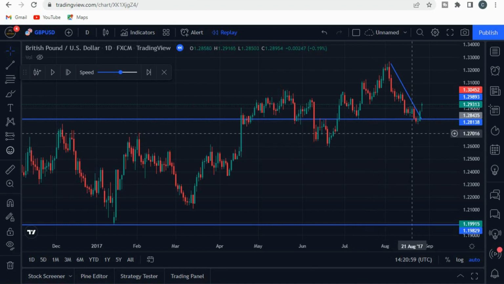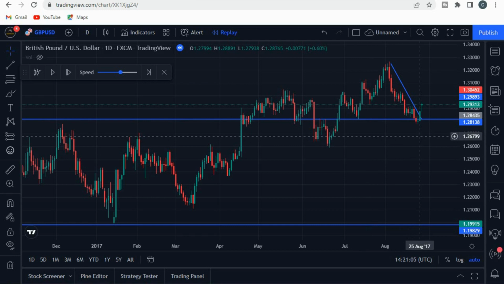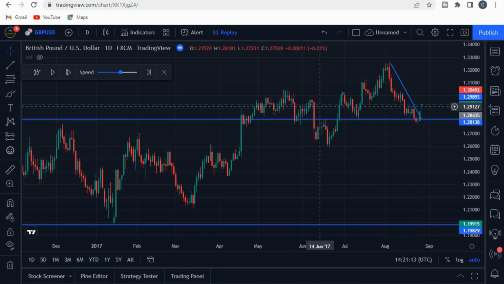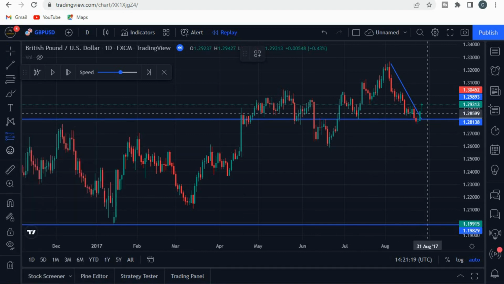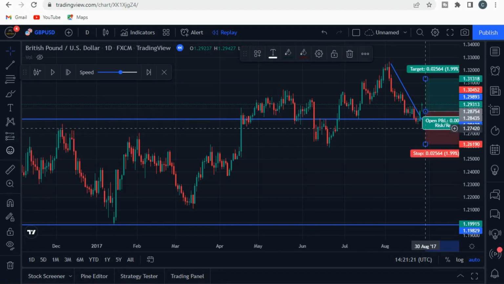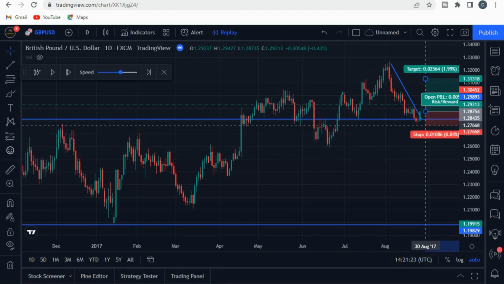Then we are followed by a momentum candlestick to the opposite direction. That is my first confirmation that this is a reversal trade. Then the second confirmation was that it broke my trend line. Now what do I do? I take my trade at the close of the momentum candlestick like this, I put my stop loss immediately below that, and I put my take profit on top.